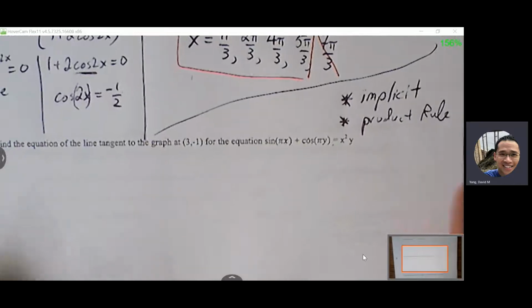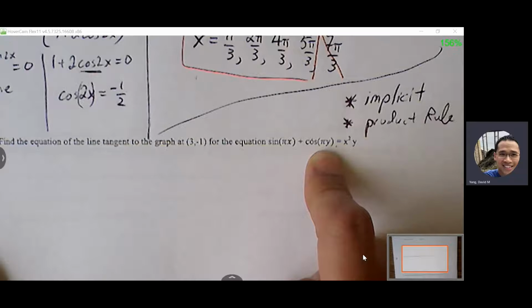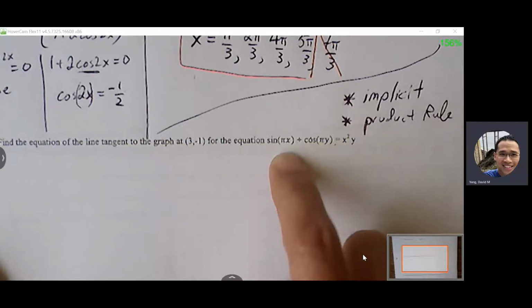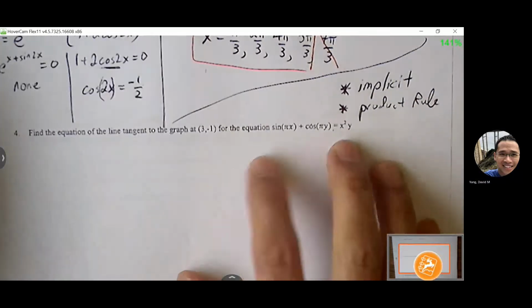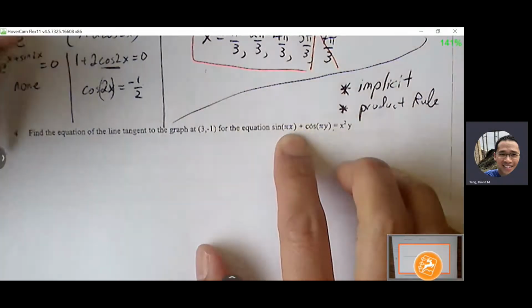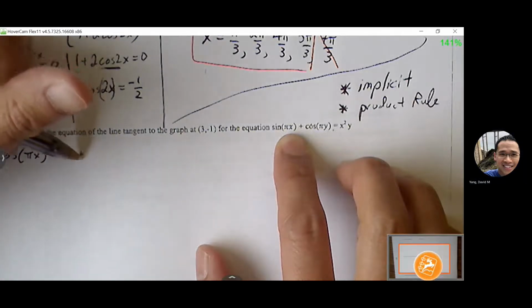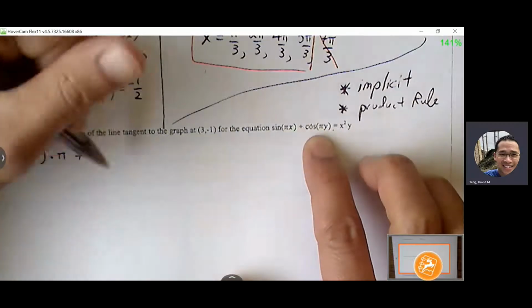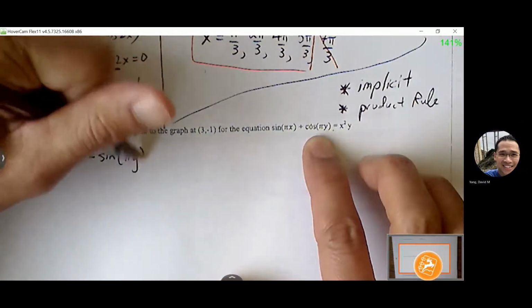Okay, so let's go through our derivative rules here. Sine of u becomes cosine of u times u prime. Cosine of u becomes negative sine u times u prime. Okay, so sine's derivative, cosine of u times pi, good. Cosine of u becomes negative sine of u times u prime.